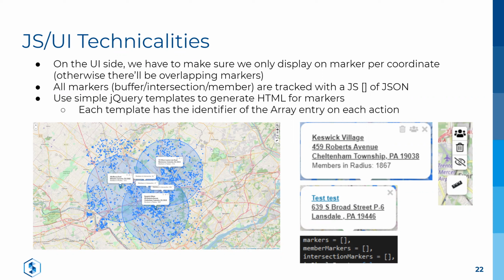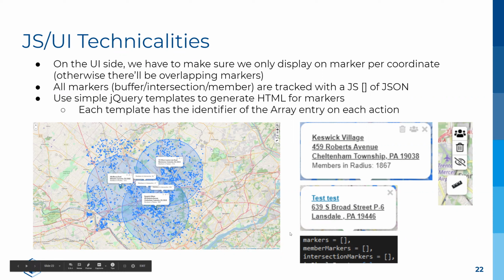So that's one thing to be careful of. And then of course, all these markers in the actual client side, on the JavaScript side, they're tracked using these arrays. So as you can see over here, in the corner, this is an actual snippet from the JavaScript code where basically you have this list of markers, member markers, and the intersection markers. And so again, those correspond to the JSON that we're returning and all of these objects on the map that we're going to be interacting with.